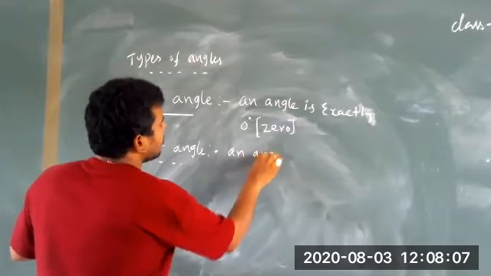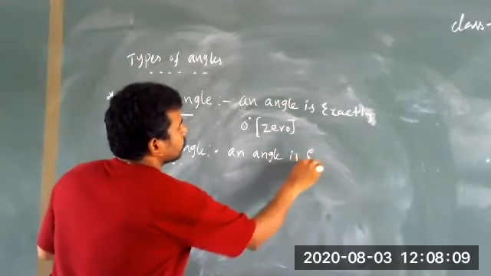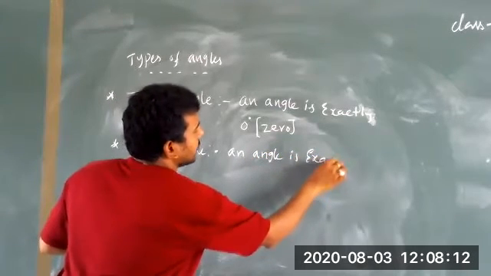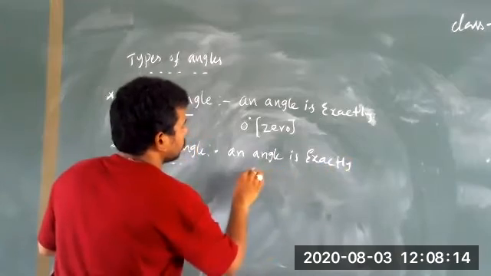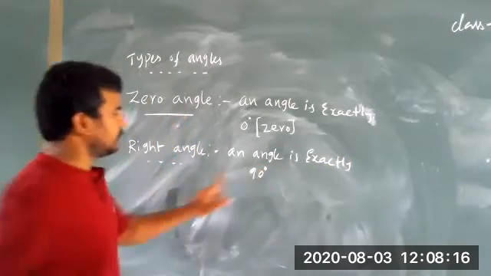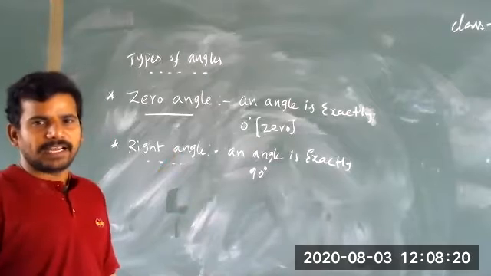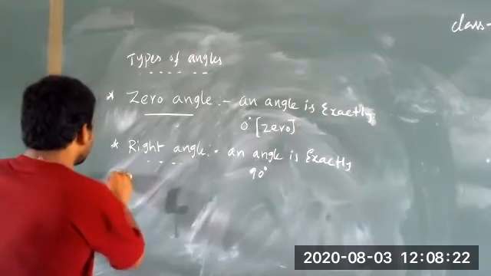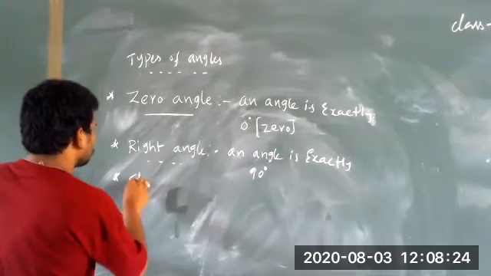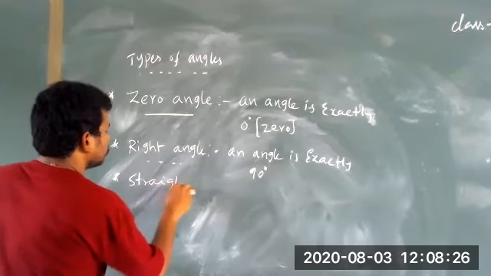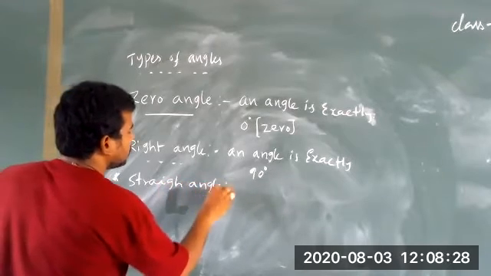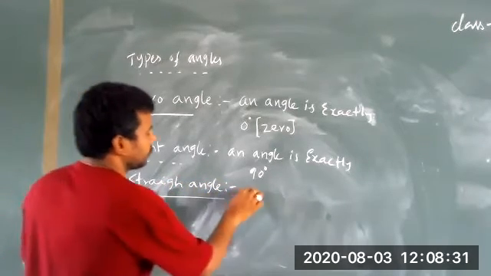An angle is exactly 90 degrees. An angle is exactly 90 degrees, so it is called right angle. Right angle. Next angle, what, children? Straight angle.